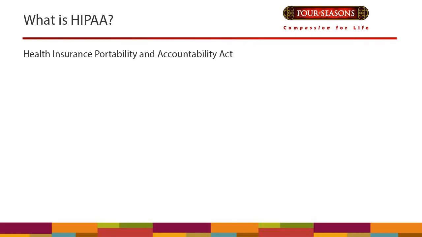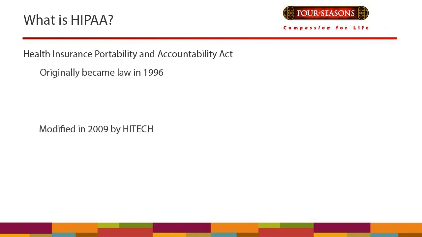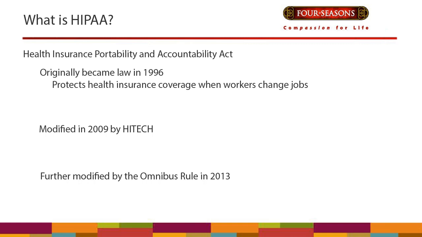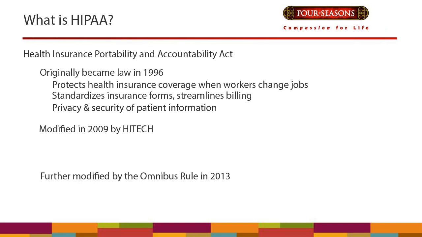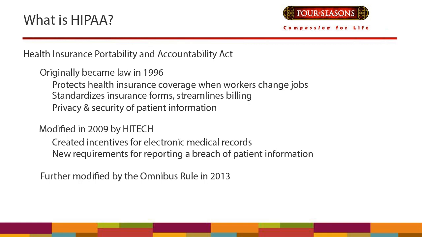The Health Insurance Portability and Accountability Act, or HIPAA, became law in 1996. It was later modified by the HITECH Act of 2009 and was further modified in 2013 by the Omnibus Rule. HIPAA ensures that health insurance coverage can continue when a worker changes jobs. It standardizes insurance forms so that various insurance carriers are all speaking the same language, and protects the privacy and security of patient information. HITECH then created incentives for healthcare organizations to use electronic medical records and made new requirements for reporting a breach of patient information.